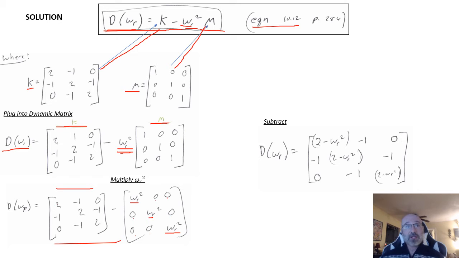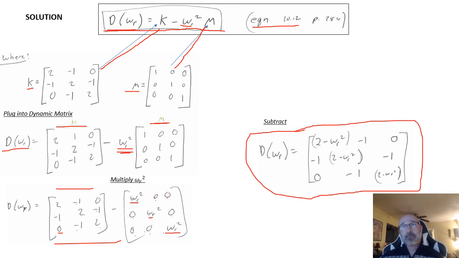It'll be 2 minus my omega r squared, -1 minus 0, 0 minus 0. Then down to the next row, -1 minus 0, 2 minus my omega r squared, -1 minus 0, 0 minus 0, -1 minus 0, and 2 minus omega r squared. So that is exactly how I come up with this matrix right here.